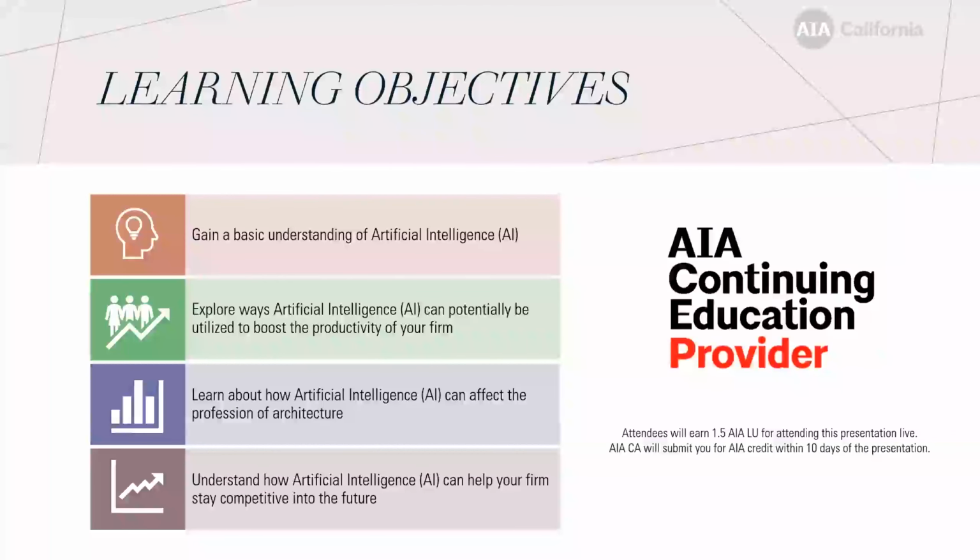Today's webinar will explore the amazing potential of artificial intelligence, or AI, and how it can boost your architectural business. It qualifies for 1.5 AIA Learning Units for those who watch live, which AIA California will report for you after you have finished the session in full.